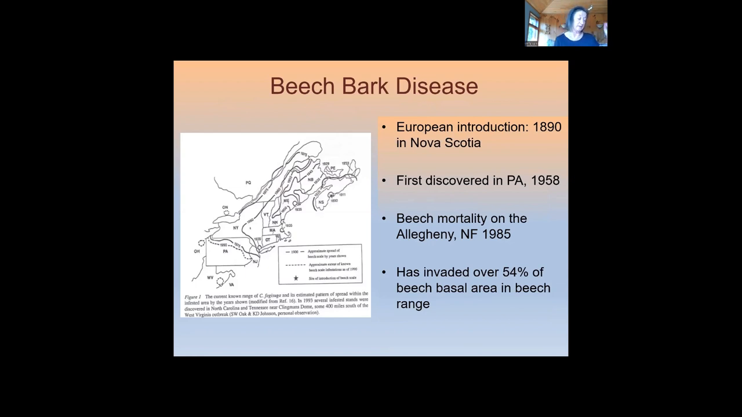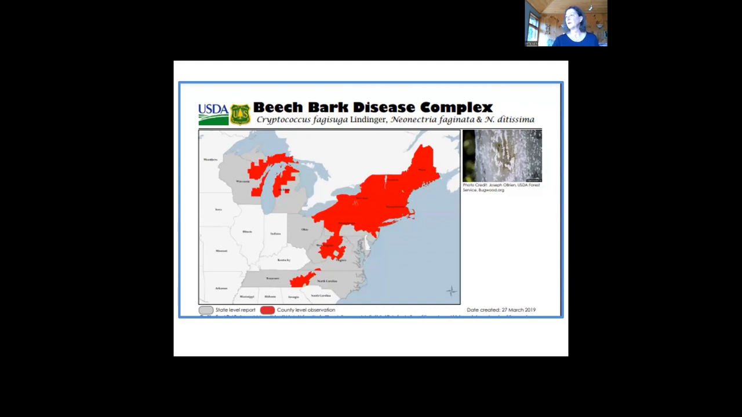The history of beech bark disease in North America: European introduction in 1890 in Nova Scotia, and then it started spreading south. It moved into Maine and New Brunswick in the early 1930s. And even though this map is status in 1993, I just wanted you to see the progression from Canada into the United States. And now it's much further south, as we'll see in the next photo. This is a 2019 map of the disease complex just in the United States. I need to get the maps from you guys and combine them.